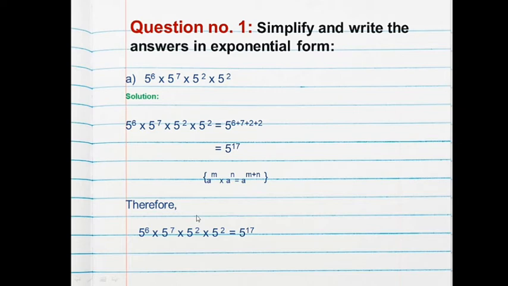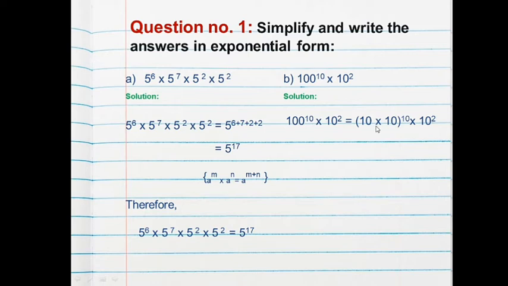Then the question B. It is given 100 raised to the power 10 into 10 raised to the power 2. So the solution, we can write 100 raised to the power 10 into 10 raised to the power 2 as (10 into 10) whole raised to the power 10 into 10 raised to the power 2. Here it is given 100 as a base and its exponent is given 10, and we know that 100 can be written as 10 into 10 because 10 into 10 is 100.